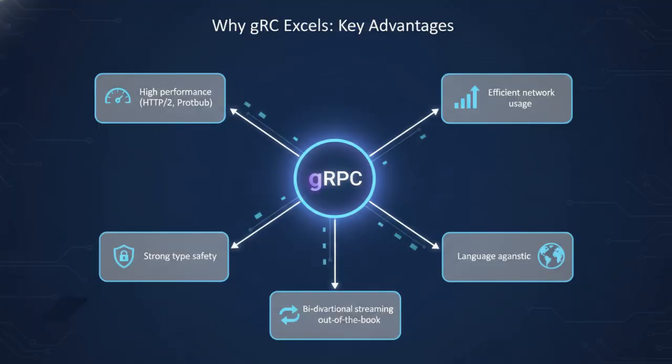The architectural choices of gRPC translate into significant advantages for developers and architects. Its foundation on HTTP2 and protocol buffers directly leads to high performance and incredibly efficient network usage, crucial for high-traffic microservices. The use of protocol buffers also provides strong type safety, ensuring that the data contract between services is always clear and enforced at compile time, reducing runtime errors.